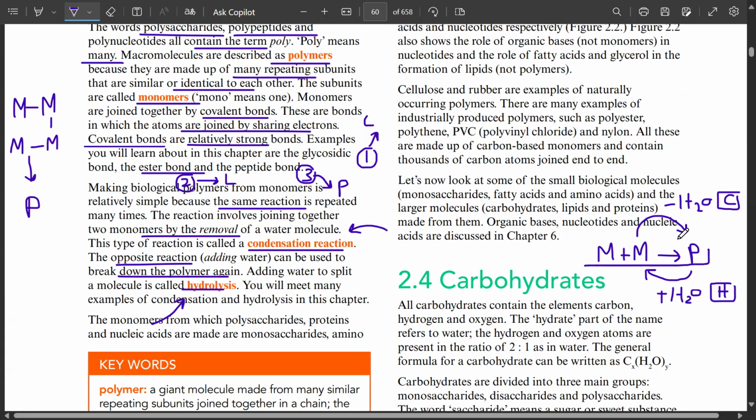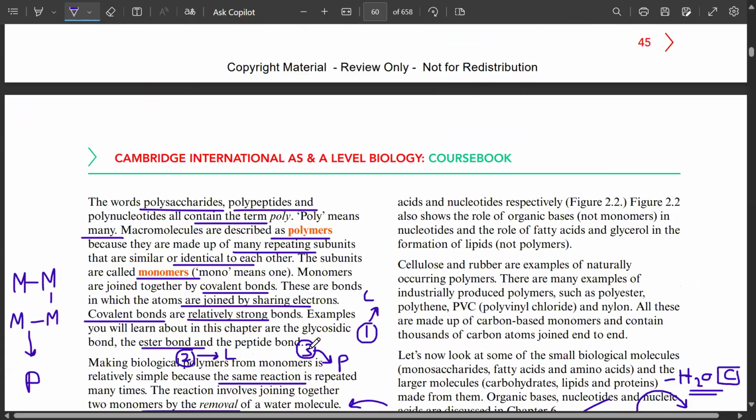Because this is going to come in all the next topics. How glycogen, starch, cellulose, esters, and triglycerides are formed, they're all formed by condensation. And if you want to reverse the reaction, it's called hydrolysis. Condensation is the removal of water, whereas hydrolysis is the addition of water. And you will meet many examples of condensation and hydrolysis in this chapter. And the monomers from which polysaccharides, proteins, and nucleic acids are made are monosaccharides, amino acids, and nucleotides respectively.